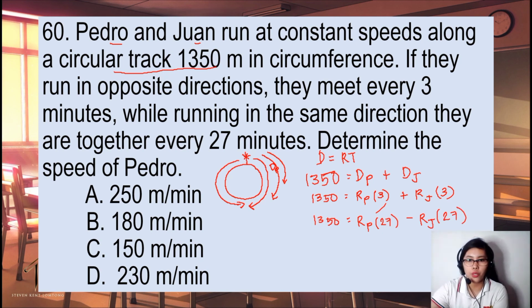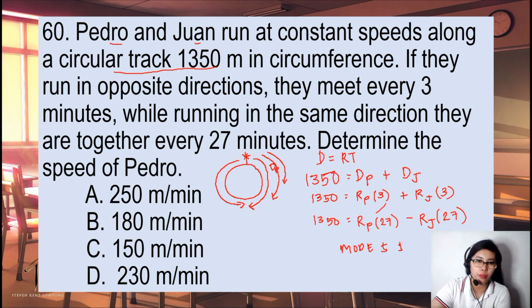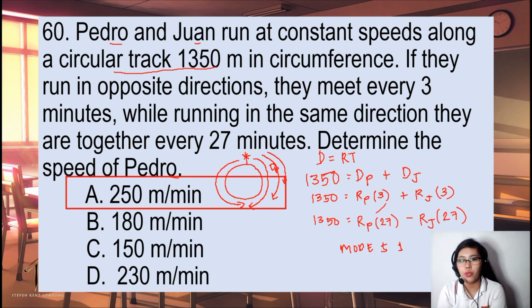So we have two equations, two unknowns. You can just put it in your calculator in mode 5.1 and we will have two values: 250 meters per minute for Pedro and 200 meters per minute for Juan. But since we're looking for the speed of Pedro, our answer would be 250 meters per minute. Okay.